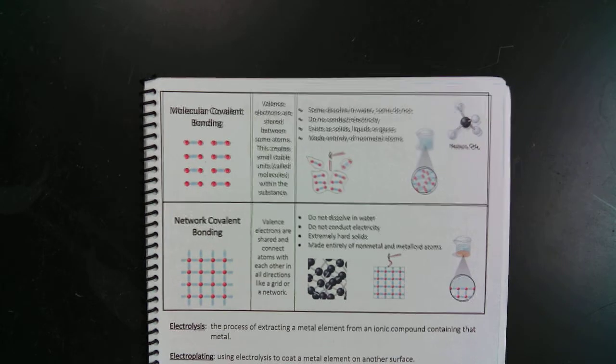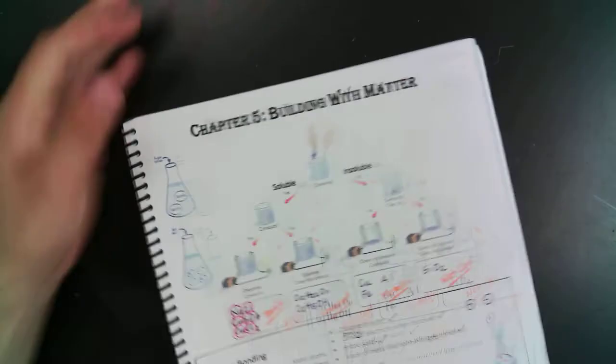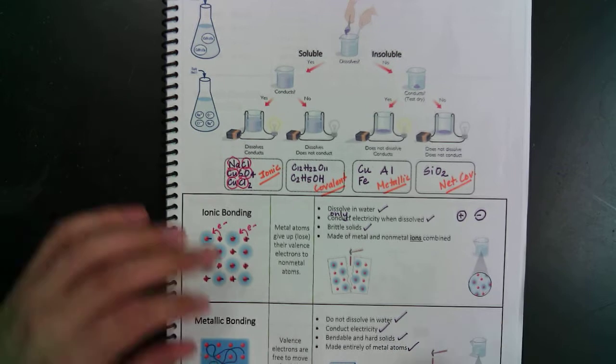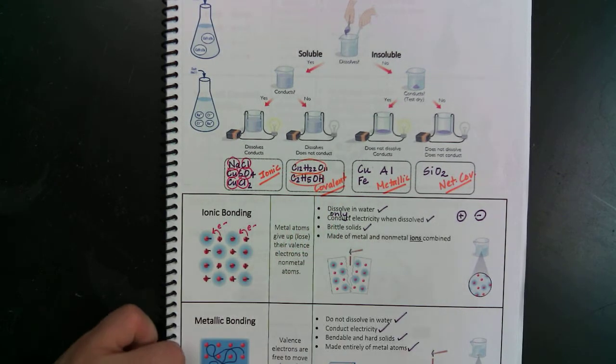For molecular covalent substances, you're going to recognize them by looking at the formula. You're going to see that there's only nonmetal atoms. That's how you're going to recognize it.